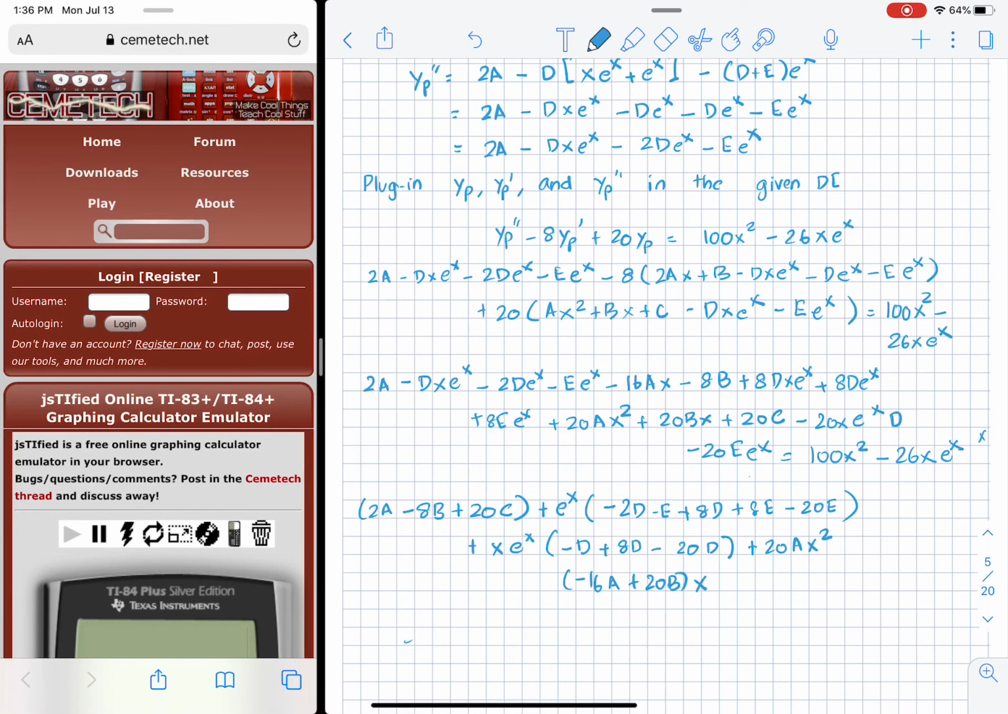So let's count the terms. 1, 2, 3, 4, 5, 6, 7, 8, 9, 10, 11, 12, 13, 14. So we have accounted for everything. Now we could simplify.